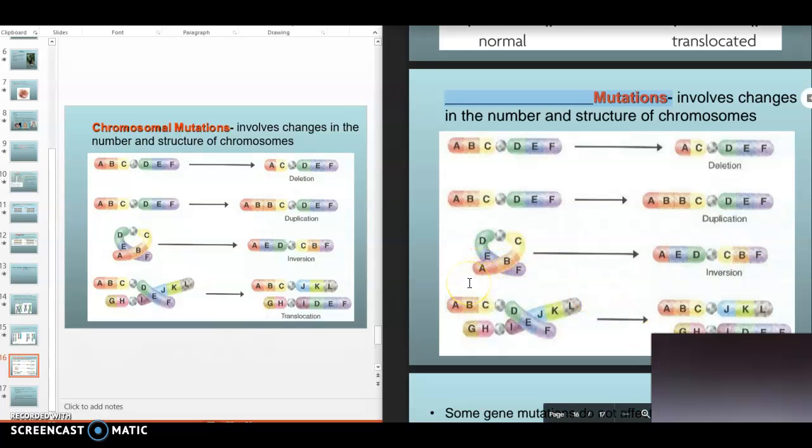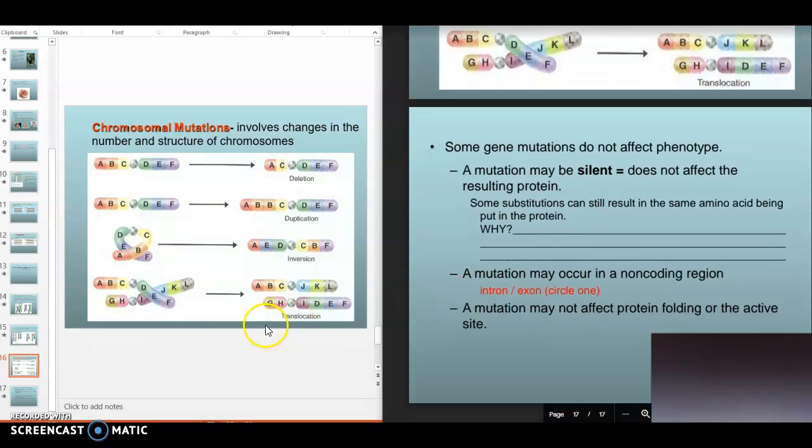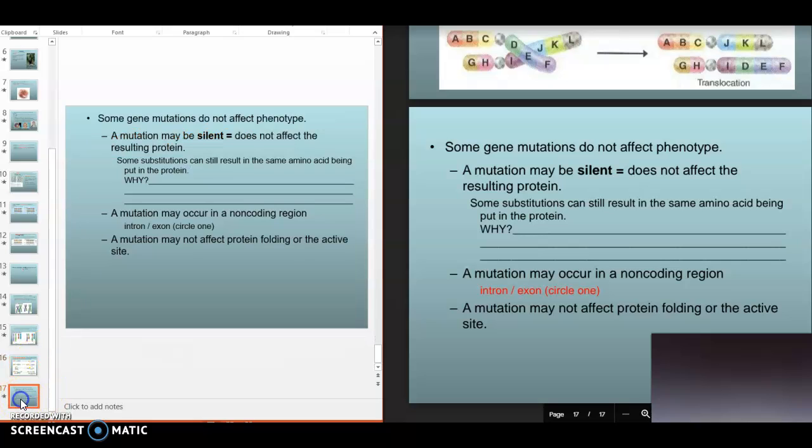And the last slide here, I want you guys to answer the questions here. So here you have some gene mutations do not affect the phenotype. That is the outward appearance. So phenotype is outward expression. Mutation may be silent. In other words, it doesn't have to affect anything. It's mutated, but it doesn't show that it's actually mutating anything.